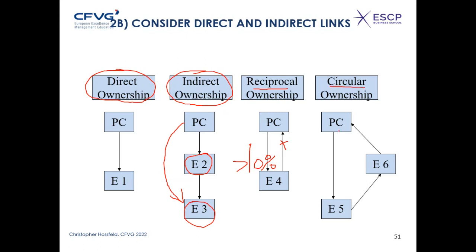What happens in case of circular ownership? So PC has a stake in E5, E5 has a stake in E6, and E6 has a stake in PC. Okay, now in the end, who is the parent company of whom? That has to be considered, and the answer is not necessarily very easy to find or obvious. Okay, so very important. It's not only the direct link that is important, it's all types of links, including contractual agreements, shareholder agreements. All this is relevant to determine if there is control or not.